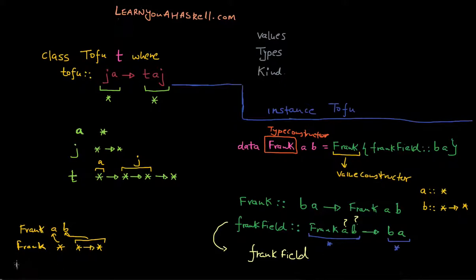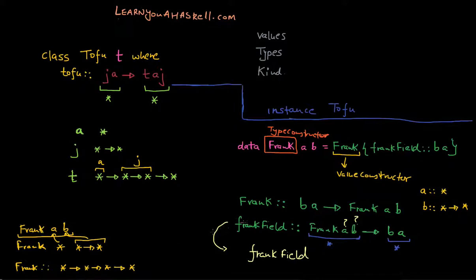So what is Frank then? How would I actually portray Frank? Frank has a kind that takes in the star, takes in the second parameter from a star to a star, and gives back as an output this entire thing. Remember, this entire Frank of AB is basically a star. So it gives back as an output a star there. This is what the kind of Frank is.